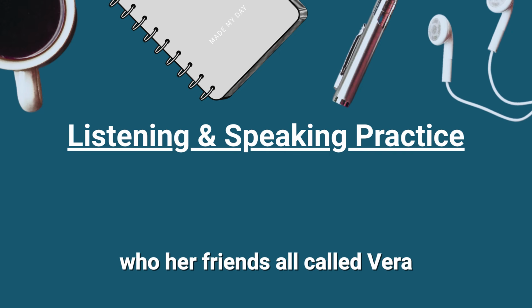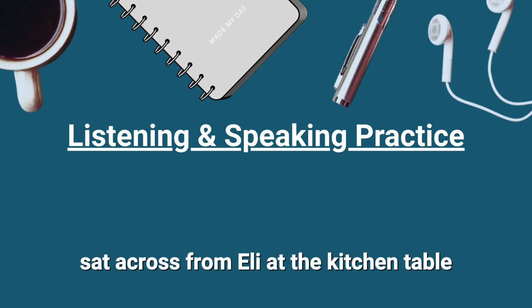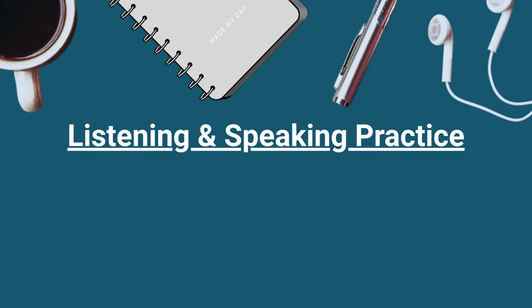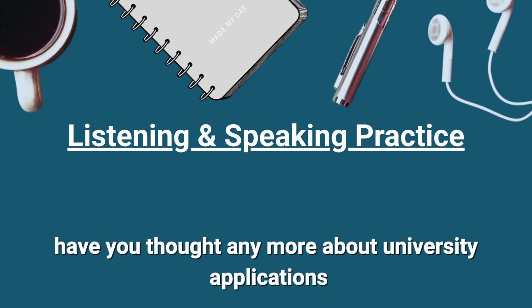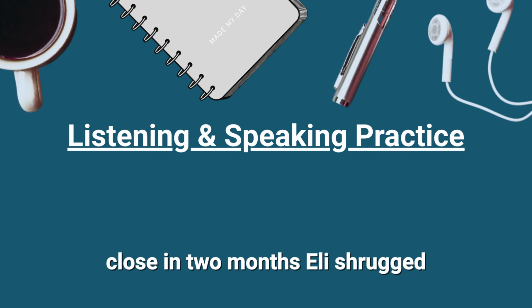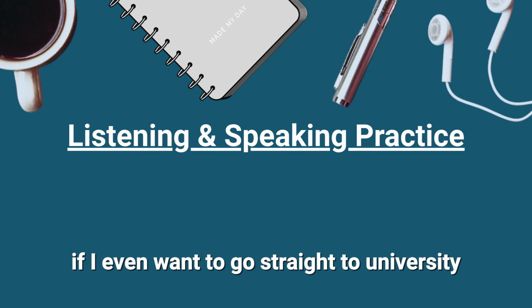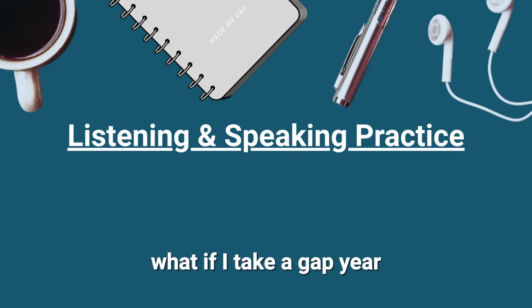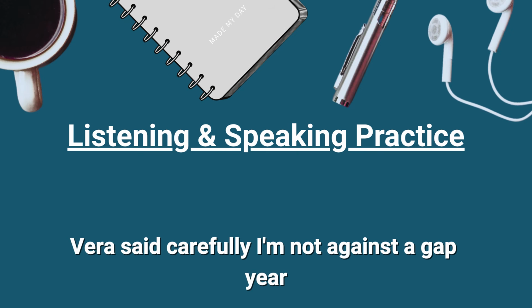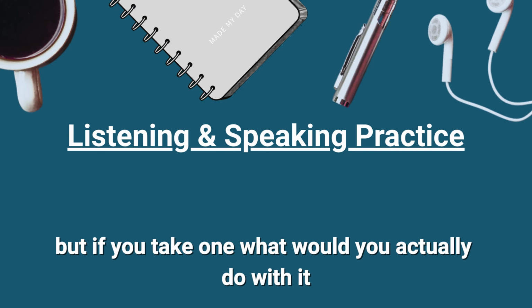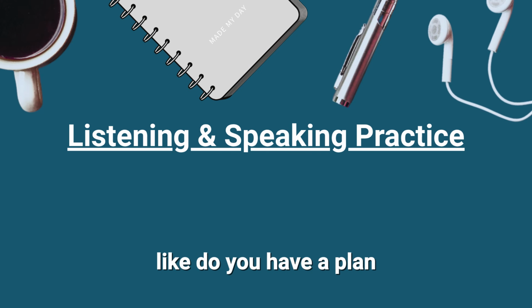His mom, who her friends all called Vera, sat across from Eli at the kitchen table one Saturday morning and said, "So, have you thought any more about university? Applications close in 2 months." Eli shrugged. "Kind of. I don't know if I even want to go straight to university. What if I take a gap year?" Vera said carefully, "I'm not against a gap year. But if you take one, what would you actually do with it? Like, do you have a plan?"